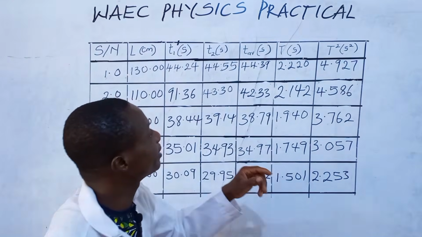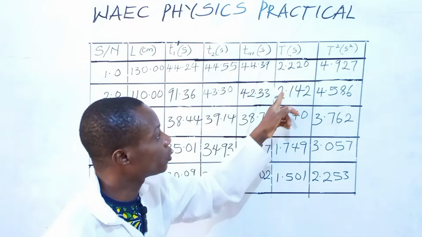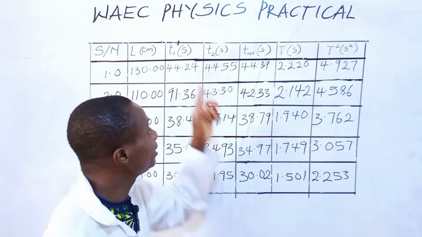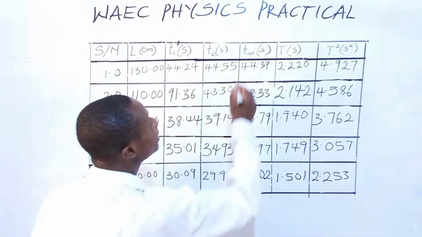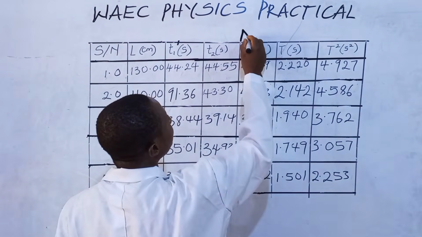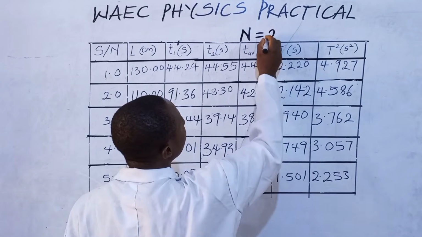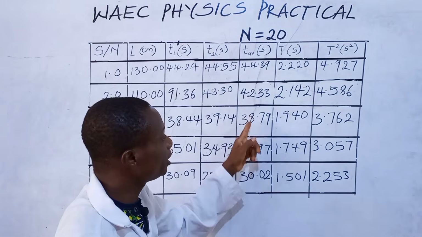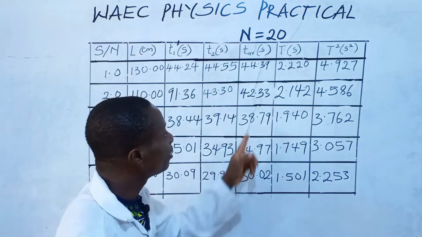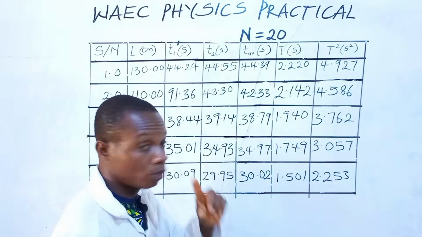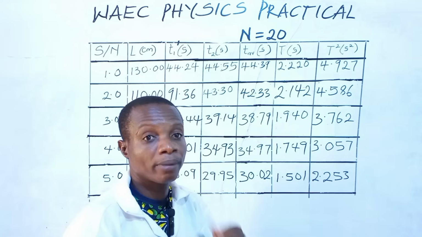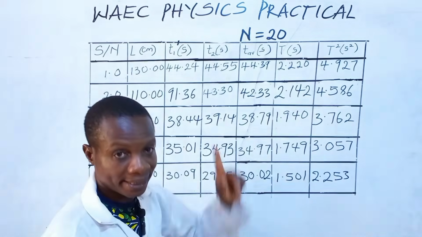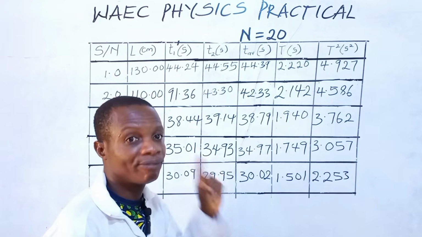But let's look at this. This is the period of oscillation. So it is T average divided by the number of oscillations. So in this case, the number of oscillations, N, is equal to 20. So N is 20 oscillations. So we have to divide this by 20. Divide each of these T average values by 20. Any results gotten from calculations are going to be put in 3 decimal places or 4 significant figures.